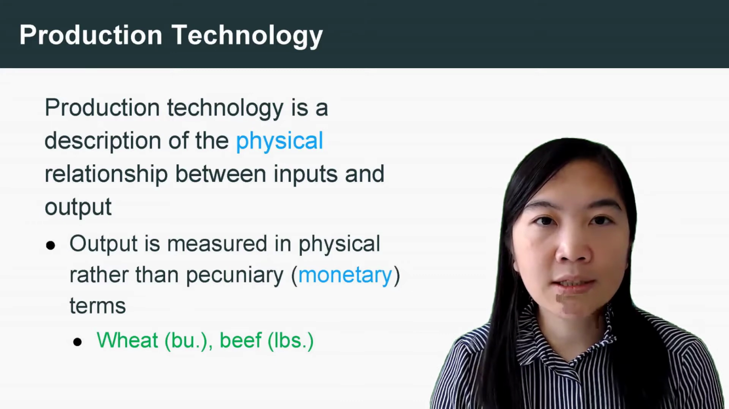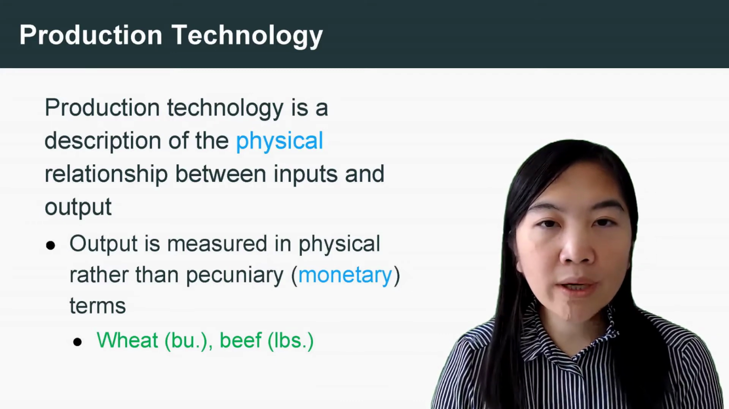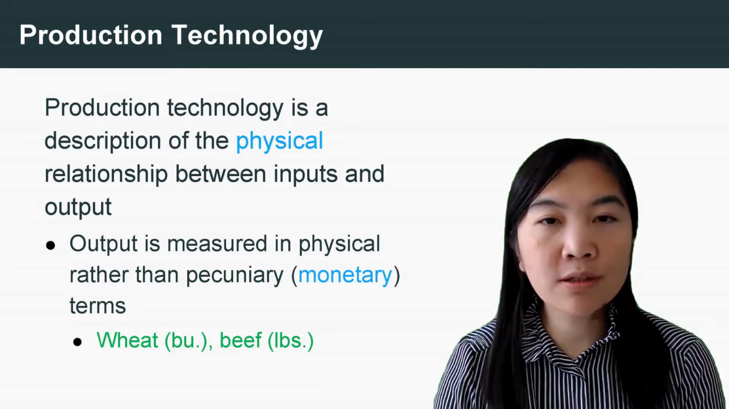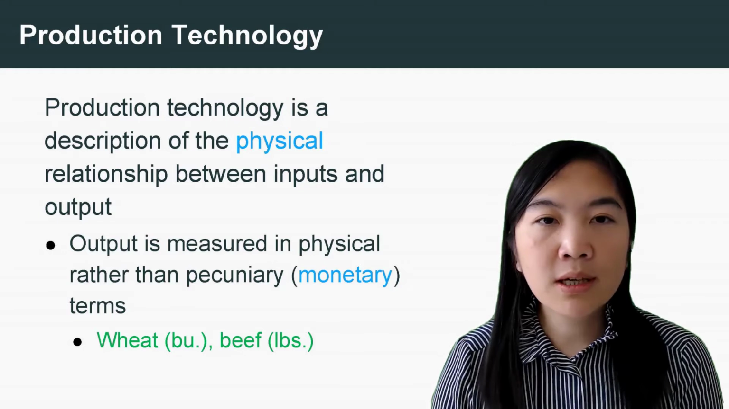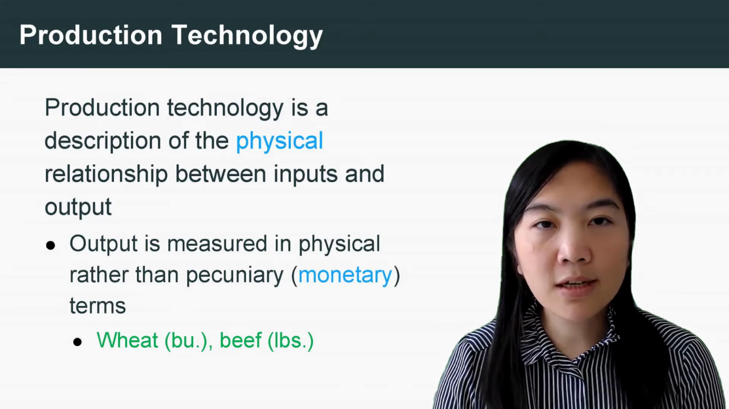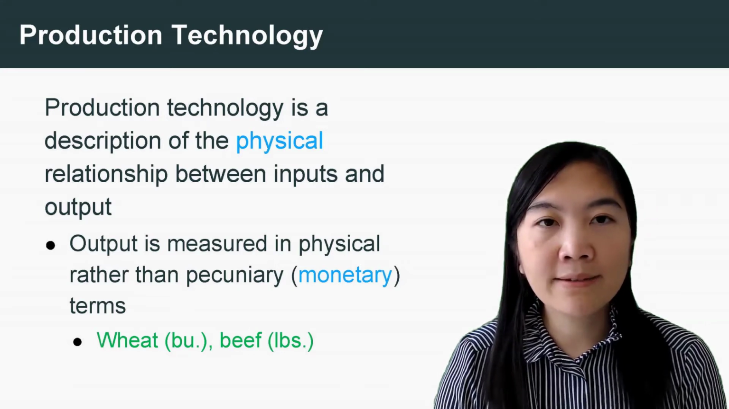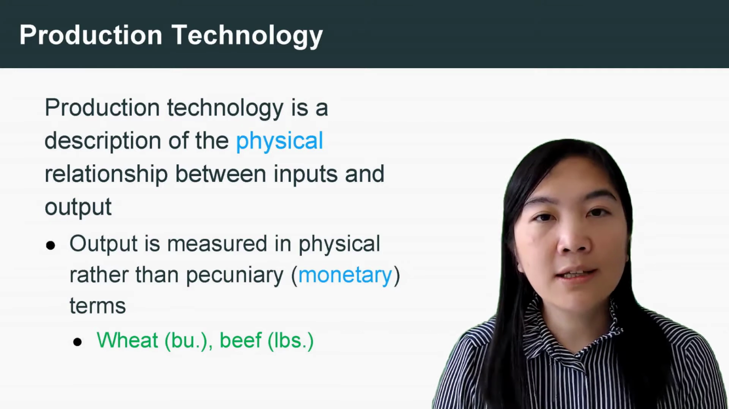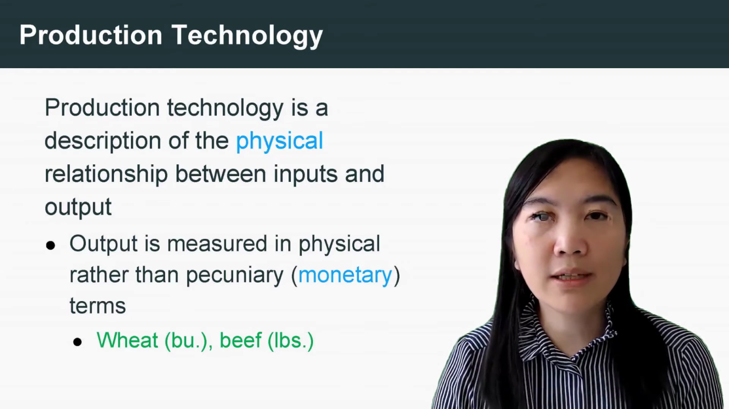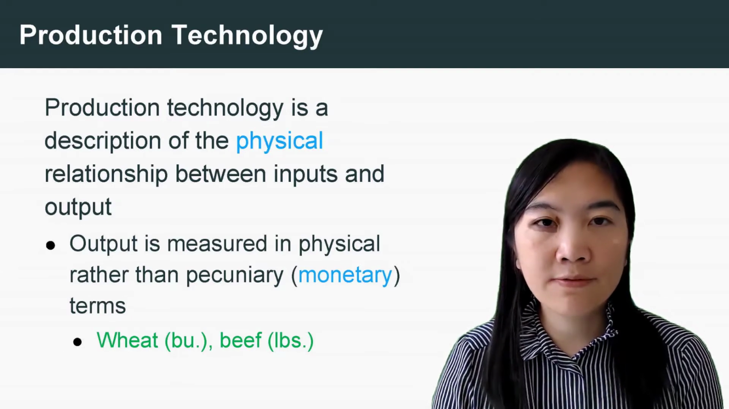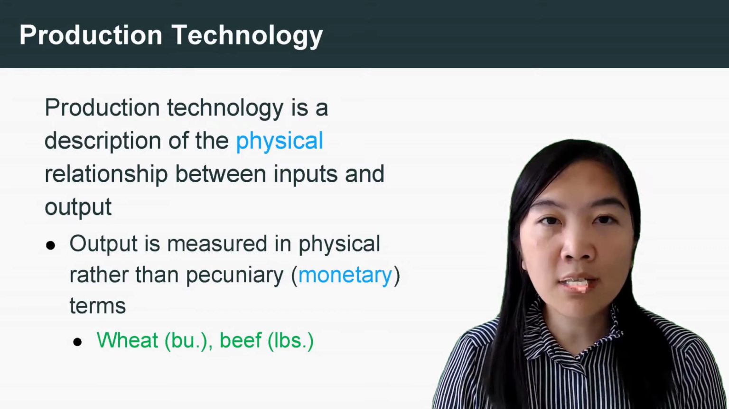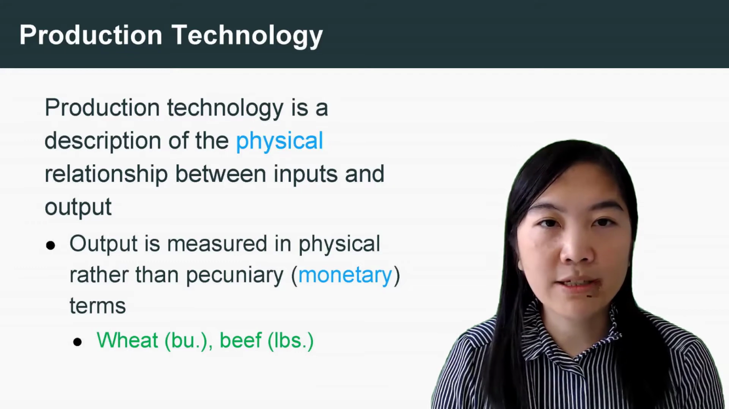The example here is weight. When we say it's in physical terms, then it's bushels or pounds, but it doesn't have anything to do with dollar signs here. So keep in mind that production technology describes those physical relationships. And for this part of the course, we're first going to focus on the physical relationship. And once we get to know the physical relationship well, then we will continue to the economic relationships.